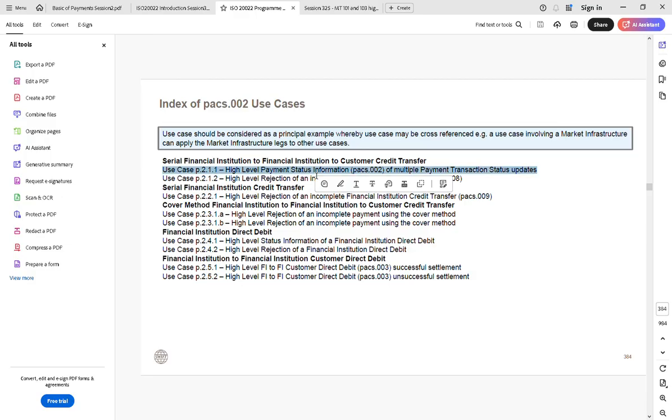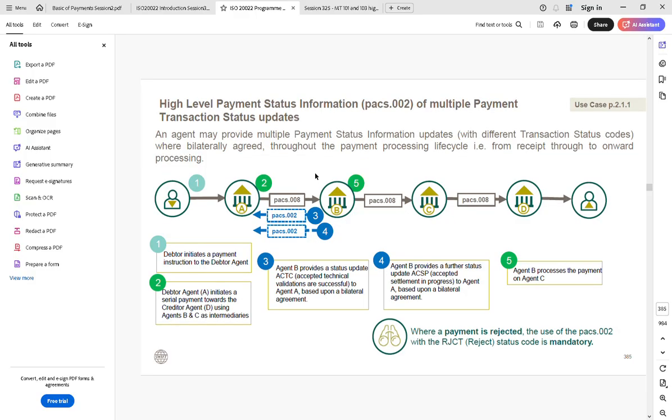We have already discussed this so many times. This simple example I will take. Here you can see a data initiated payment instructed to the data agent. From number one, a person initiated payment to the data agent. The data agent means the bank. What is the high level payment status information? PACS multiple payment transaction status update.